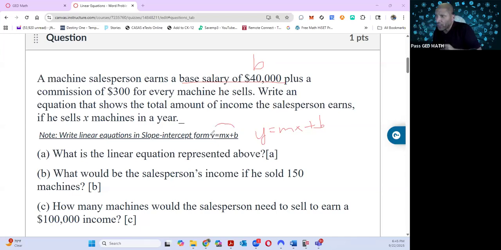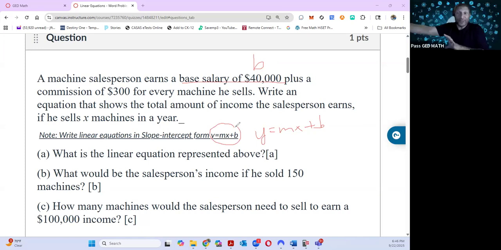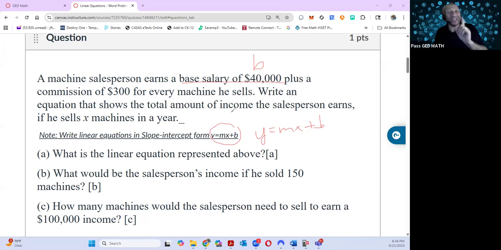Because they gave you a clue right here and said it must be in this form. And we know m stands for slope. We know b stands for the y-intercept. So they're only giving you two numbers here. If we know 40,000 is the y-intercept, then the slope has to be the 300. But this is how you know, just in case they throw other numbers in there.